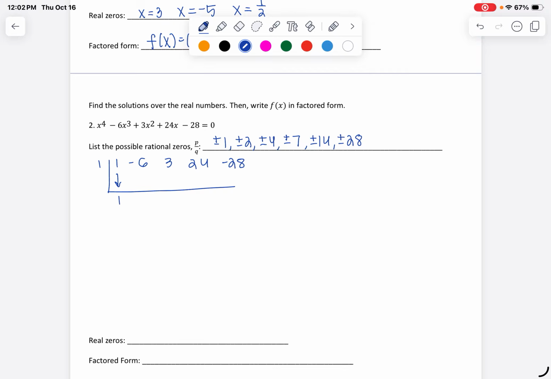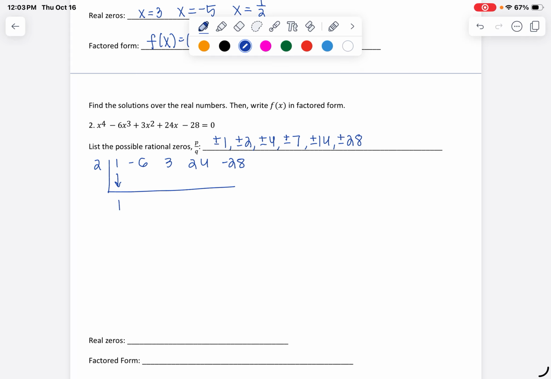Drop the 1, multiply, I get 1, add, I get -5, multiply, I get -5, add, I get -2, multiply, I get -2, add, I get 22, multiply, I get 22, no. Wah, wah, wah. All right, I'm gonna try 2 next.